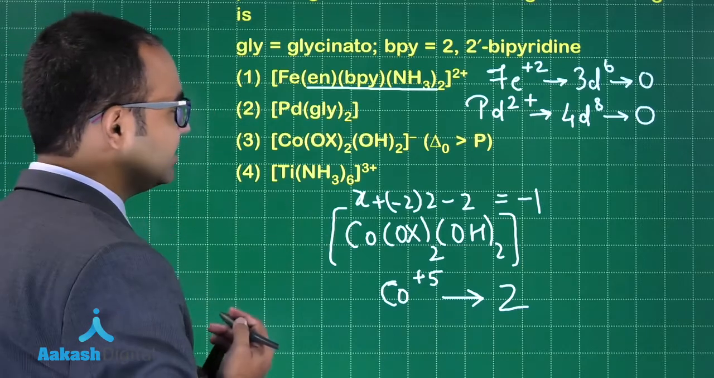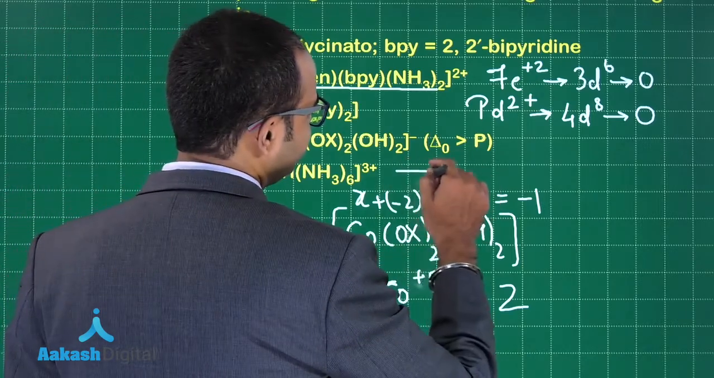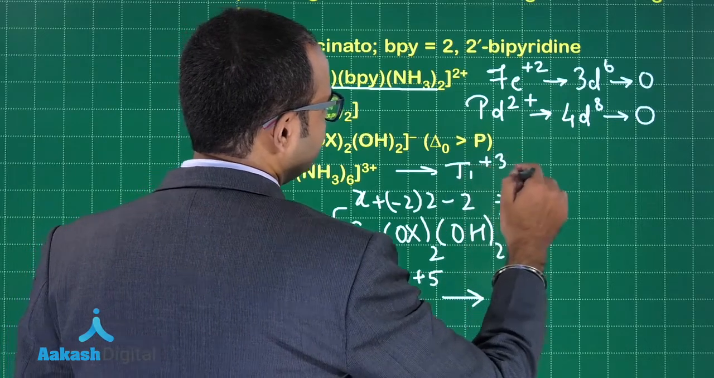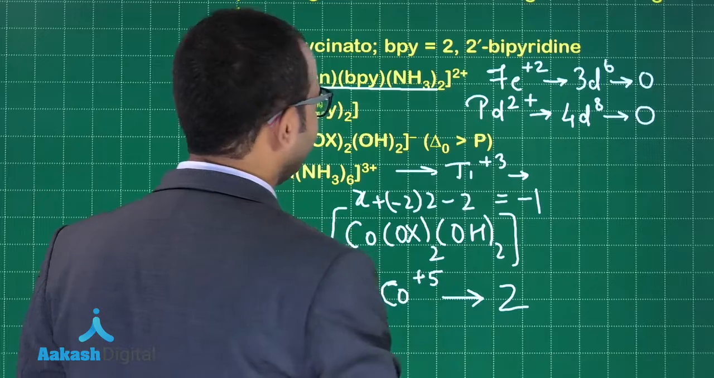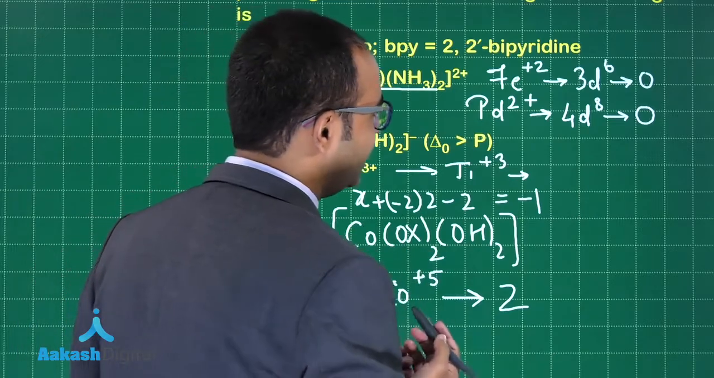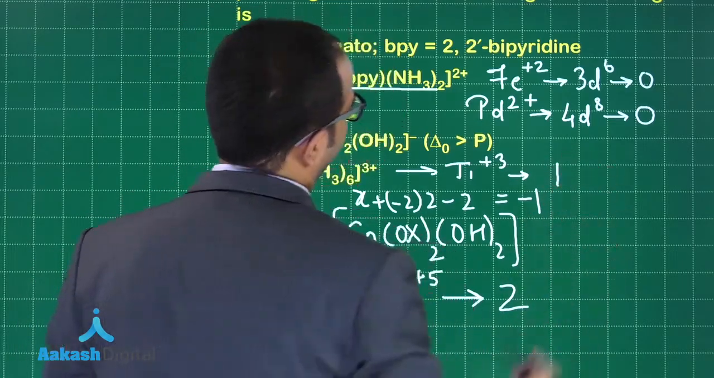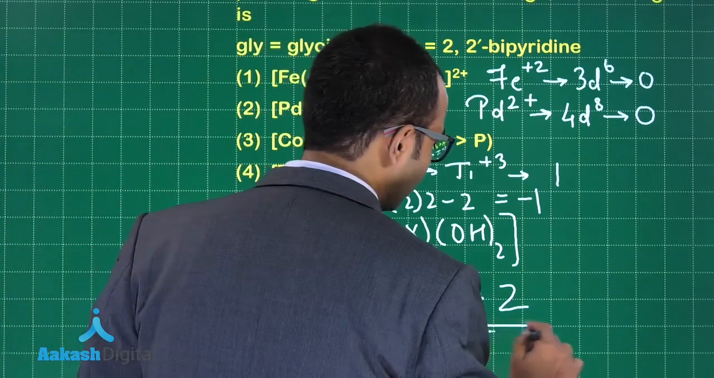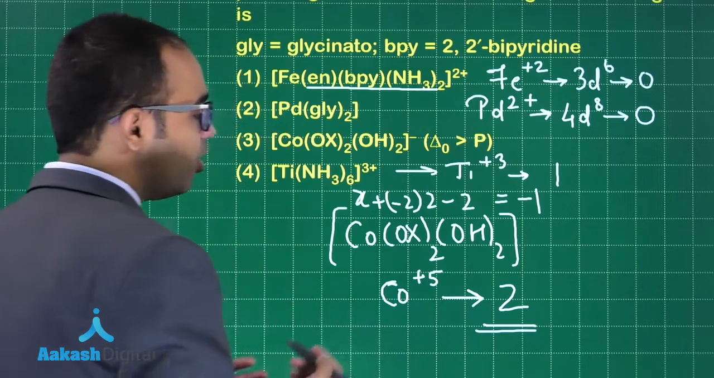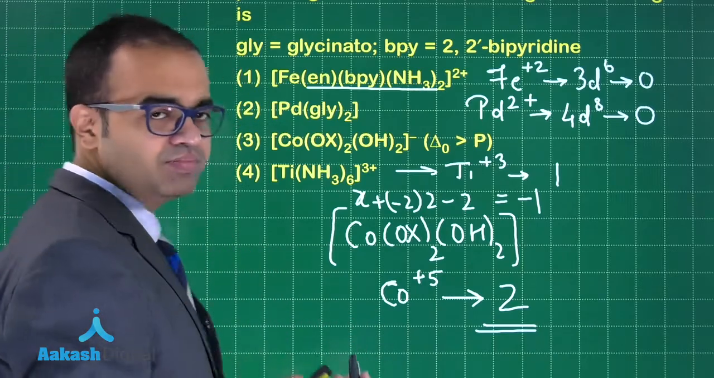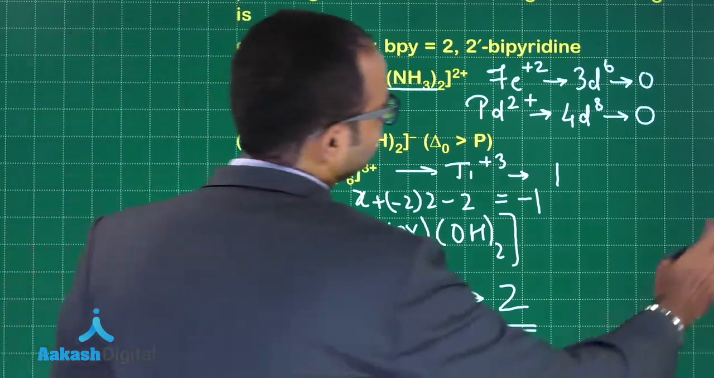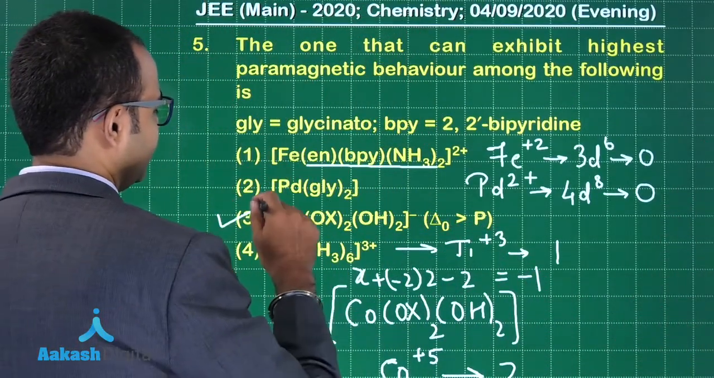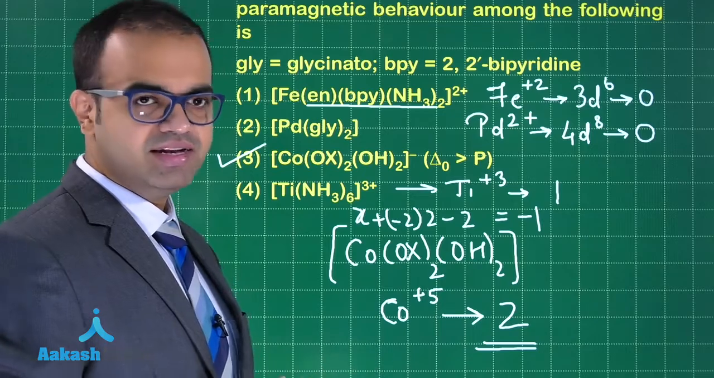In the last case, titanium in the oxidation state of +3 will have 1 unpaired electron. Right? So the maximum number of unpaired electrons are with cobalt, right? So cobalt will exhibit maximum paramagnetic behavior. So your answer is option 3. Let us move on to the next question, guys.